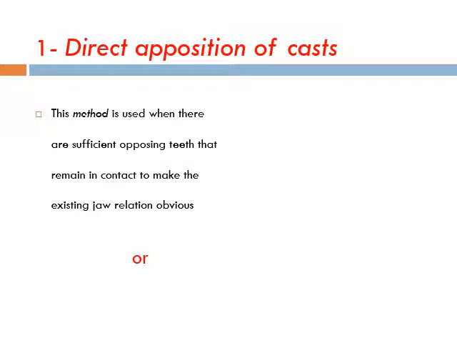The first one, direct apposition of the cast. This method is used when there are sufficient opposing teeth that remain in contact to make the existing jaw relation obvious.